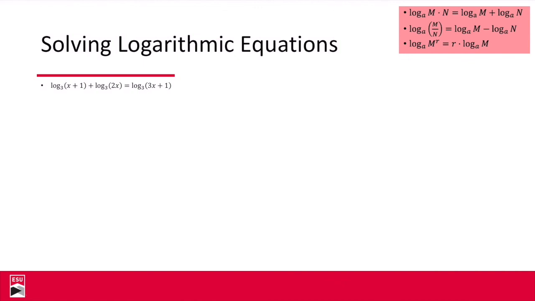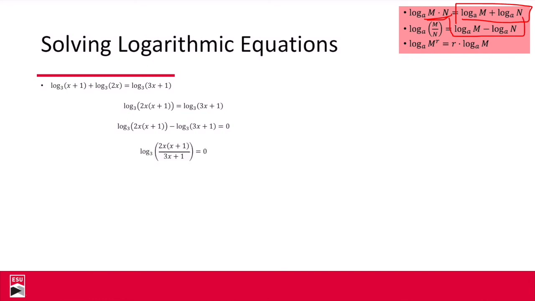So we can go ahead and use our first log rule, where if we have the sum of two logs, it's really the product of the insides. So we can have log base 3 of 2x times (x plus 1) equals log base 3 of 3x plus 1. Go ahead and subtract that log base 3 of 3x plus 1 over to the same side. And now we can use our second log rule, where we have a difference of logs, and divide the insides. So 2x times (x plus 1) over (3x plus 1). That's equal to 0.